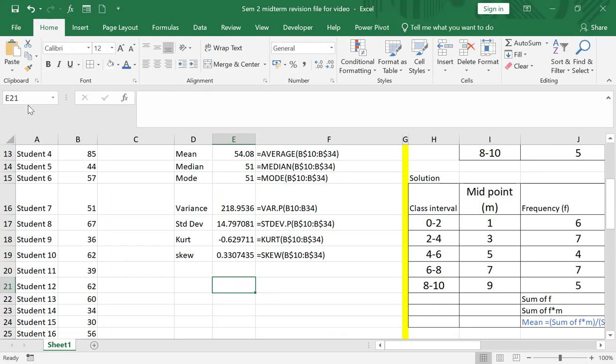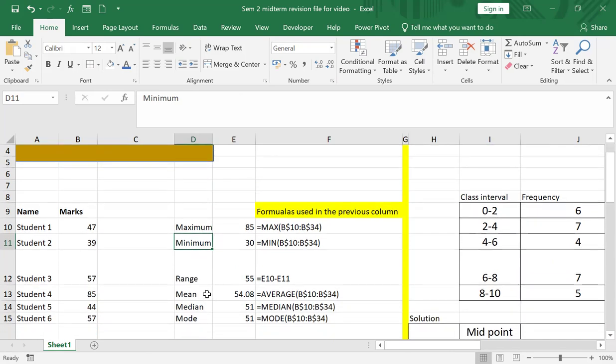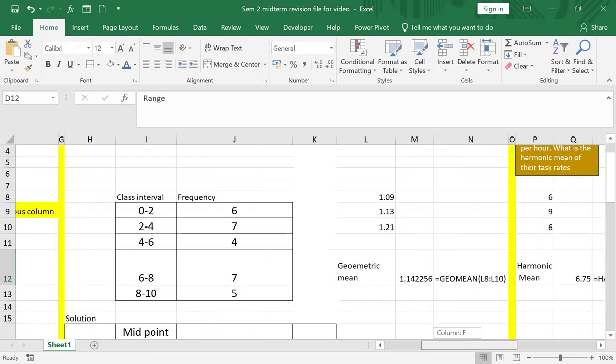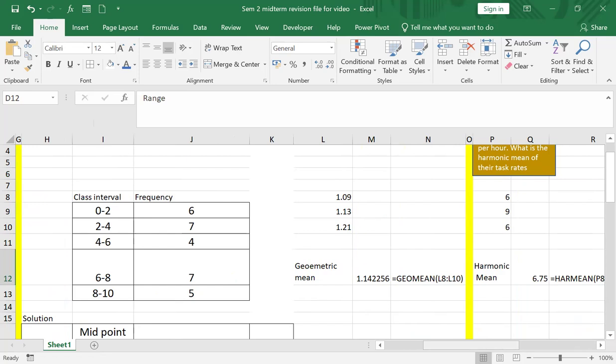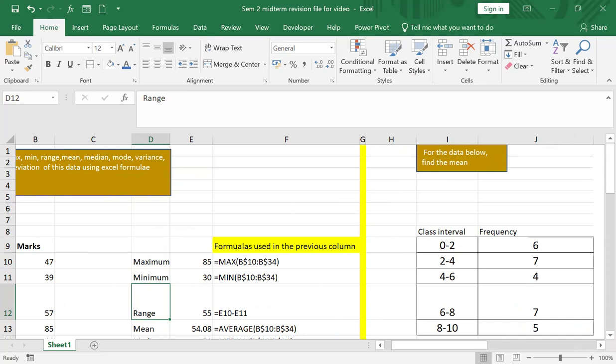So these are the formulas which have to be used for finding all these. Now there are some more. These are all measures of central tendency, at least maximum and minimum are not. The mean, median, and mode are the measures of central tendency. Range will come under dispersion, because it shows how much is the variation from the minimum to the maximum. That is dispersion.